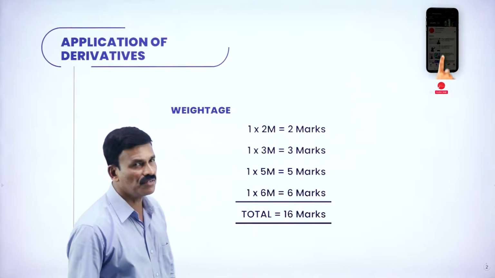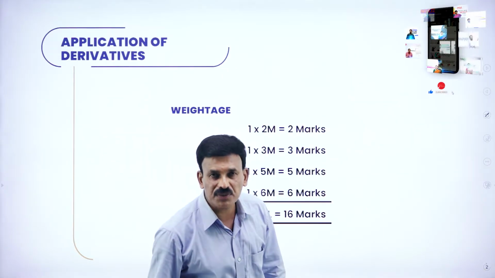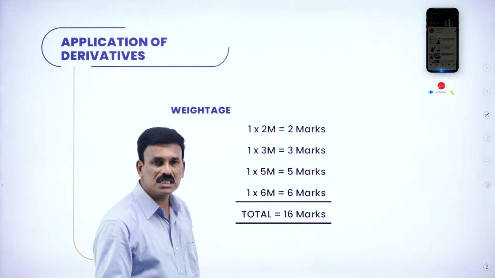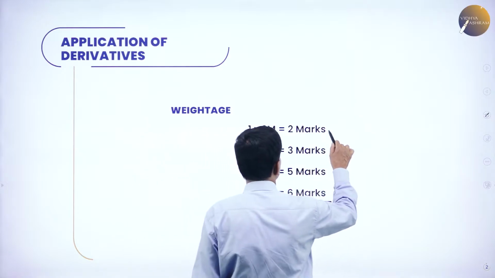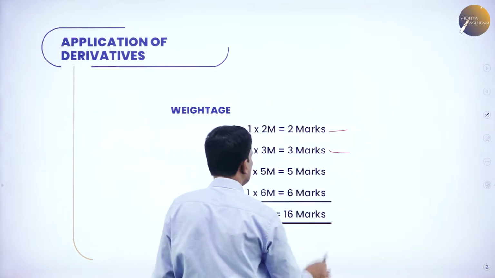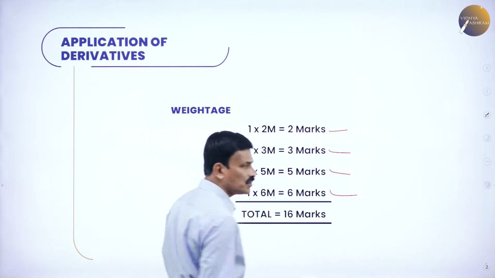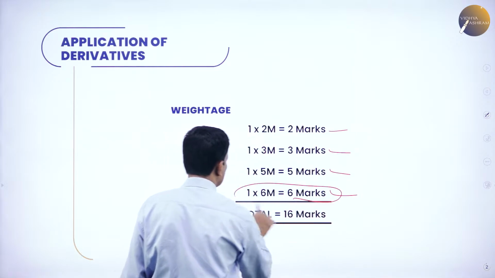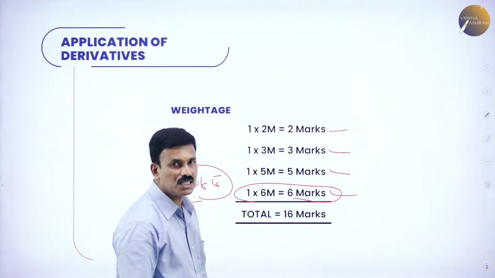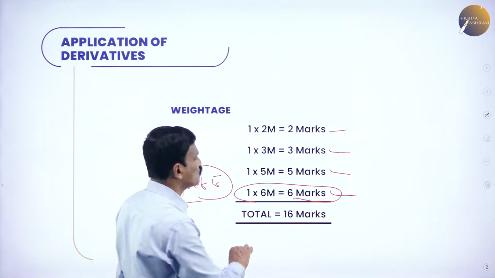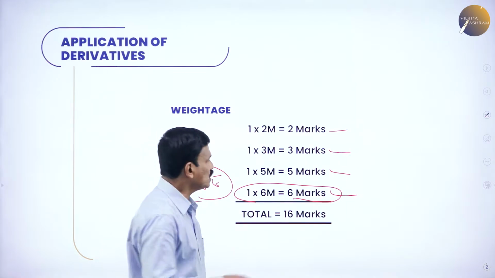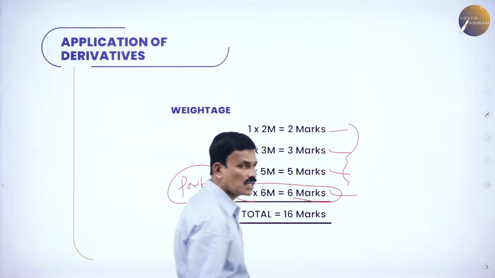Now in application of derivatives, let me discuss the weightage for this chapter for the 2022 examination, that is April 22 examination. For this chapter you will have one 2-mark question, no 1-mark question, one 3-mark question, one 5-mark question and one 6-mark question. You will get one 6-mark question from this chapter in part E this year. Usually these 3 problems may be easy, you can solve these problems.